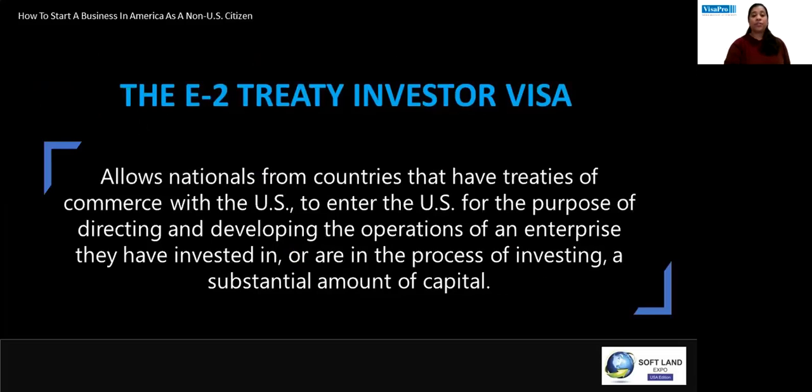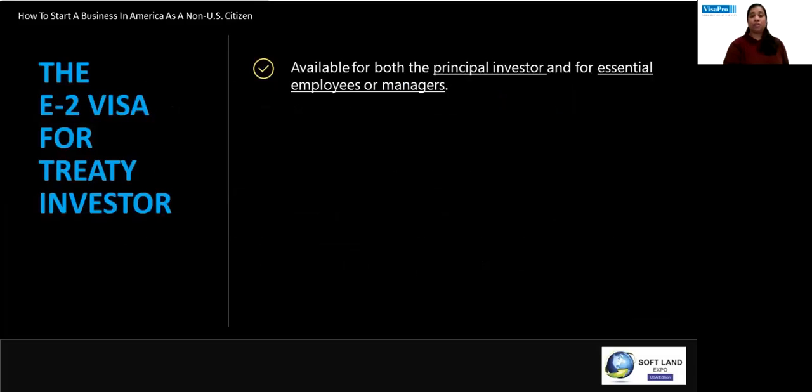The E2 treaty investor visa allows nationals from countries that have treaties of commerce with the U.S. to enter the U.S. for the purpose of directing and developing the operations of an enterprise they have invested in, or in the process of investing a substantial amount of capital. In addition to the principal investor or investors, E2 visas are also available for essential employees or managers as long as they are citizens of the treaty country.